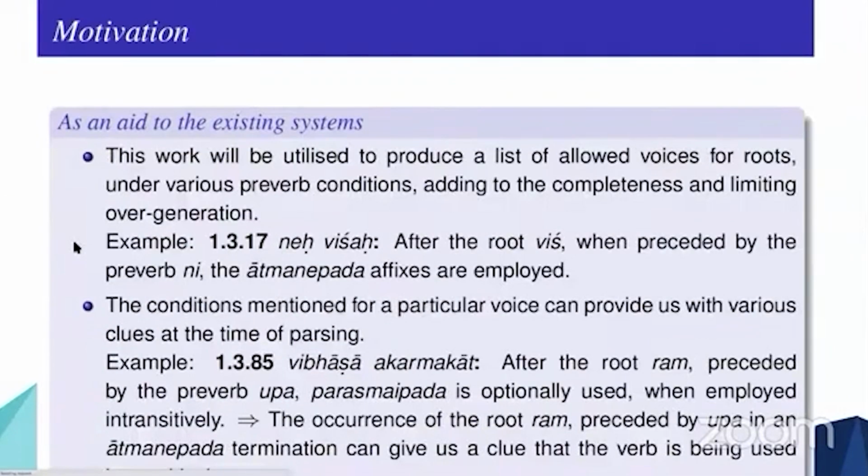What we wanted to do was make this a native generative system, so that we know, as per Panini's grammar, what affixes can be applied to a root with a preverb. For example, the root vish, 1.3.17. It says after the root vish, when preceded by the preverb ni, atmanepada affixes are employed. That means a generative system should not employ a parasmaipada affix after this, because Panini has said that you should not do that. So you can avoid overgeneration. And there were other motivations for finding semantics.